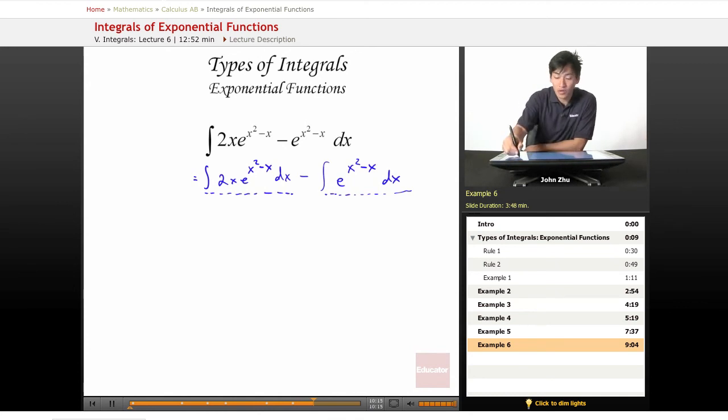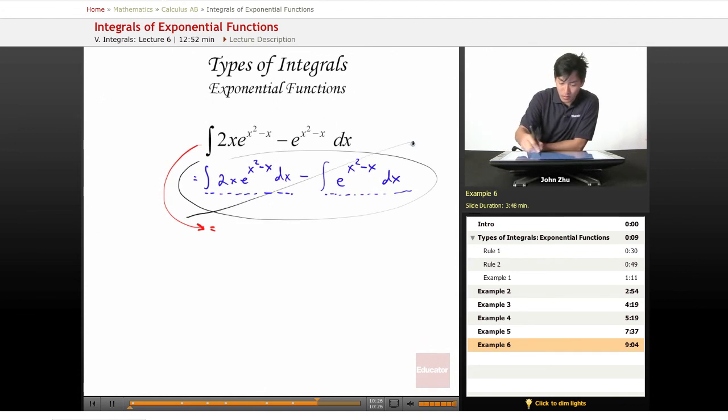Well, let's try to combine them together. So this version is not good. This method is not good. So let's try to think about how we can go about doing this.